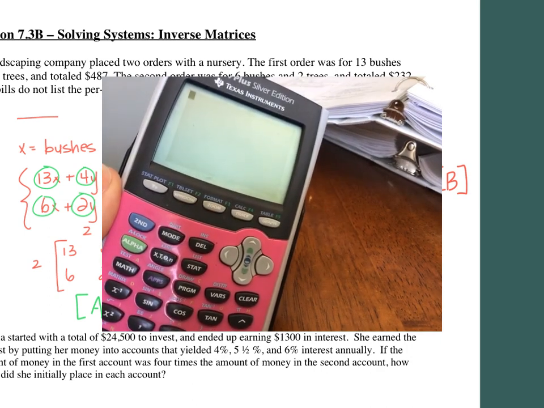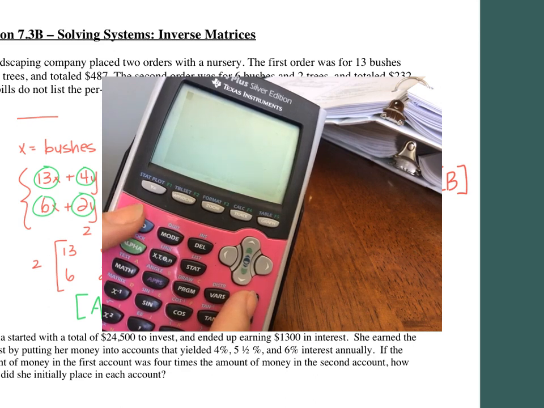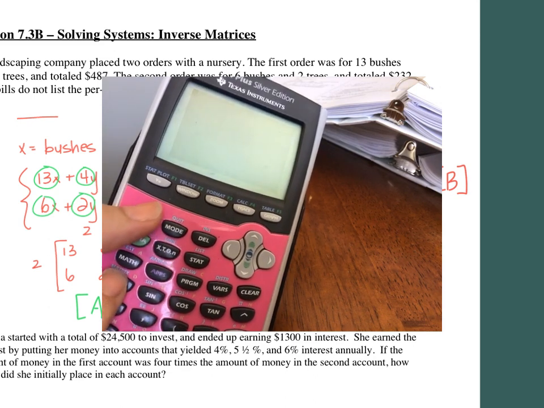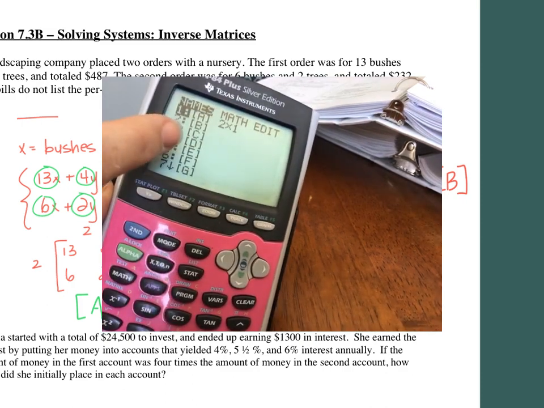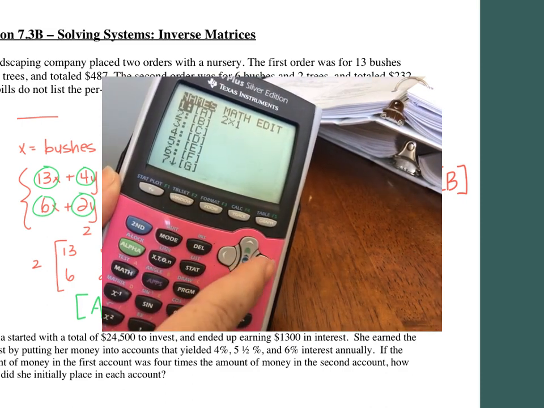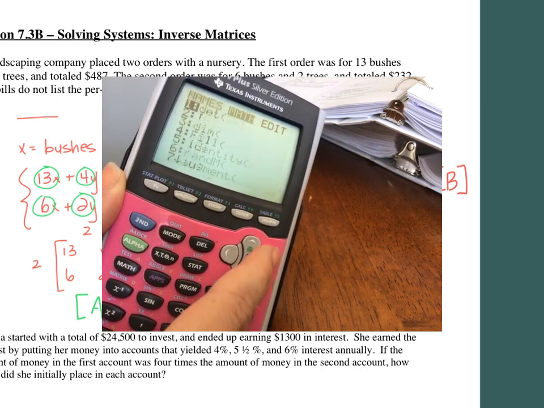All right, so remember I said that the order was important. So we need to call up matrix A first. So we're going to go to our second matrix, and I'm not going to go over to edit this time. Oh, what happened to my matrix B? Did I do that? I'm sorry. I am going to have to fix that.